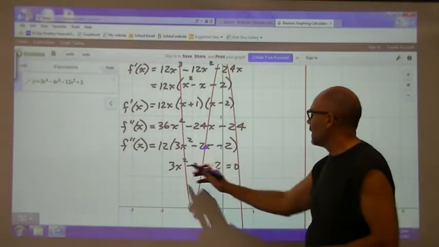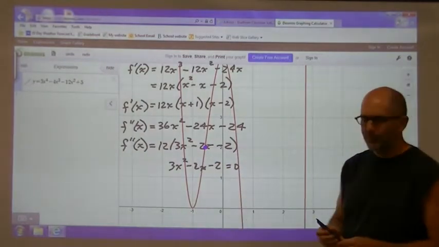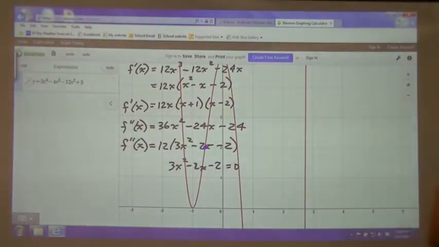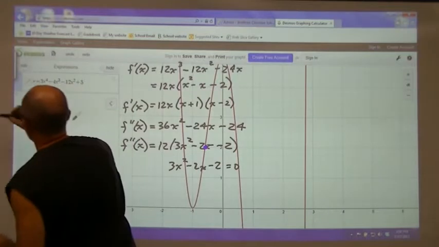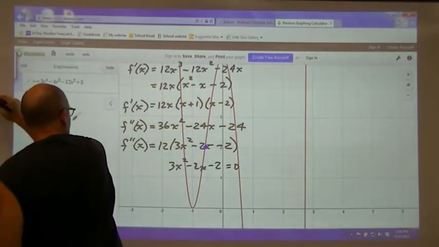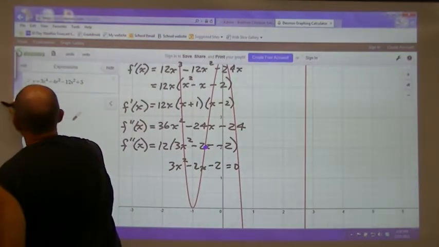So where is 3x squared minus 2x minus 2 equal to 0? Well, what I want to do is graph 3x squared minus 2x minus 2.